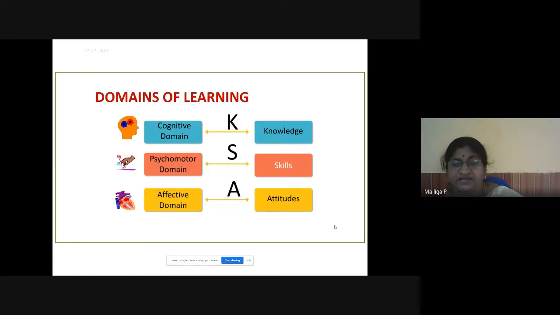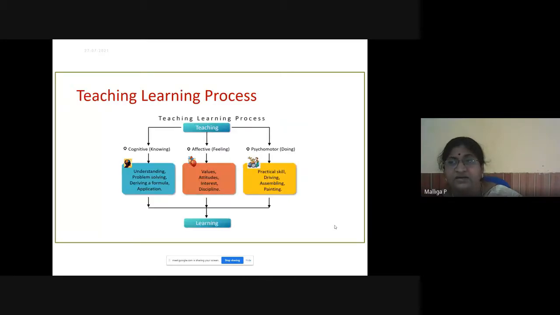And the next is the affective domain. In the affective domain, you'll have the values, the interest, the feelings, the discipline, all that comes under the affective domain. We have to understand that the teaching and learning takes place in all 3 domains: cognitive, affective, and psychomotor. Even if you take a skill part, it is not just the skill alone. Predominantly it will be skill, and you'll have the cognitive and affective domain.